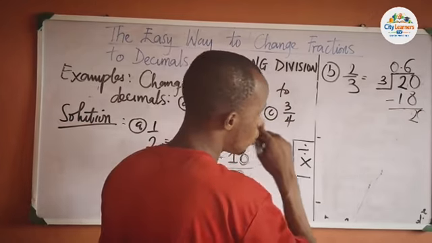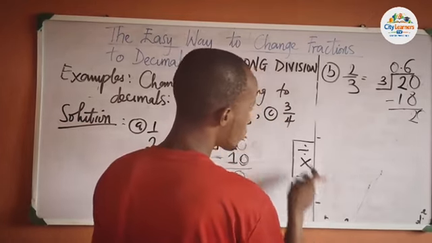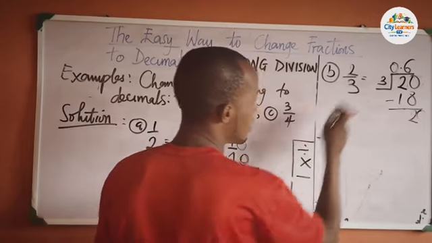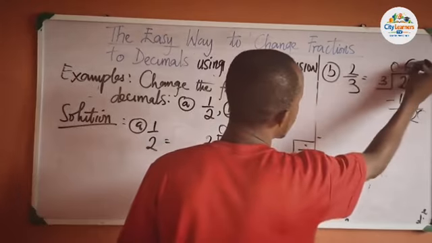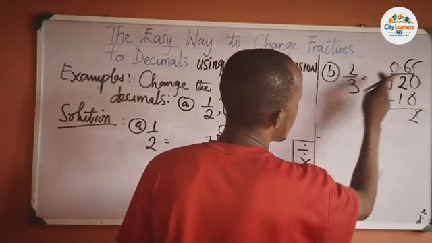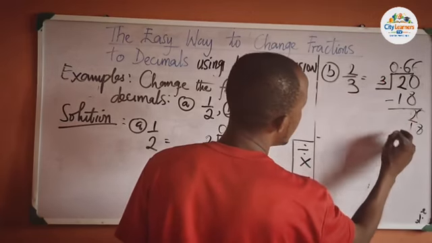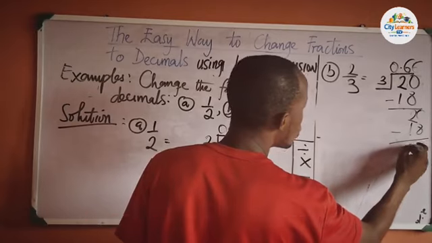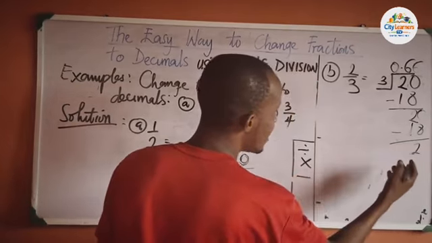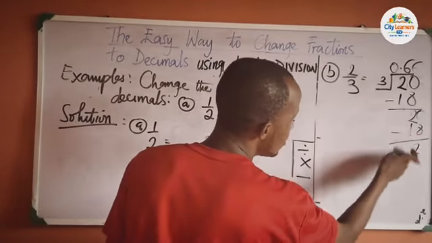And then, what do you have to do now? You can now do 20 divided by 3. 20 by 3 will give us 6 again. 6 by 3 will give us 18. If you do your subtraction again, you go back to 2. In this case, it seems that you will keep getting the same result.